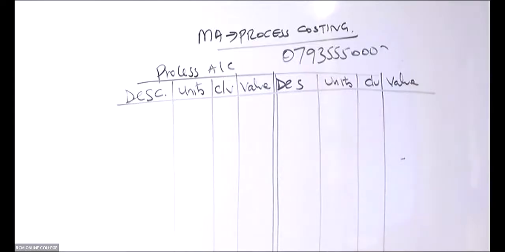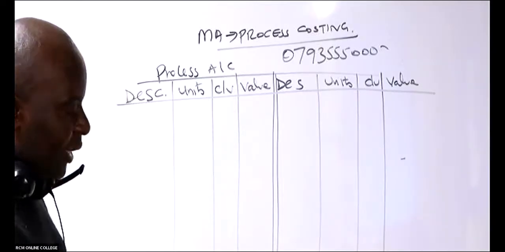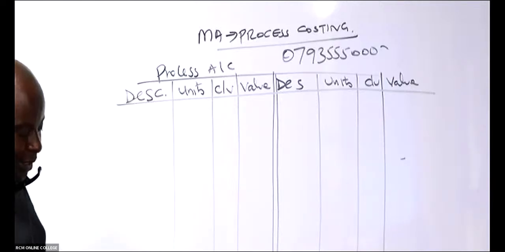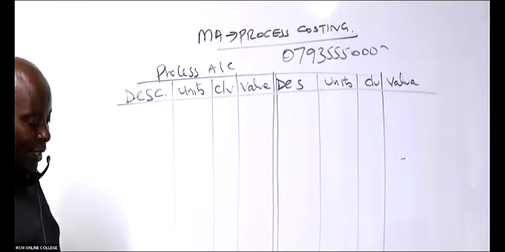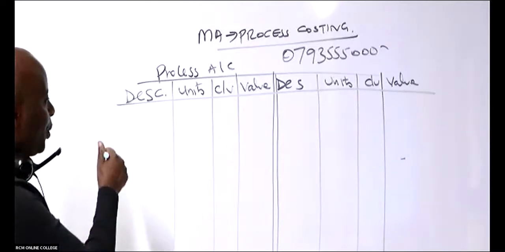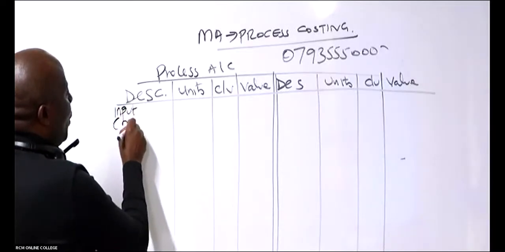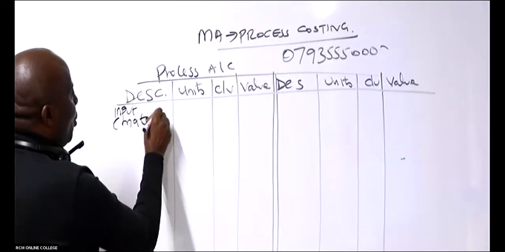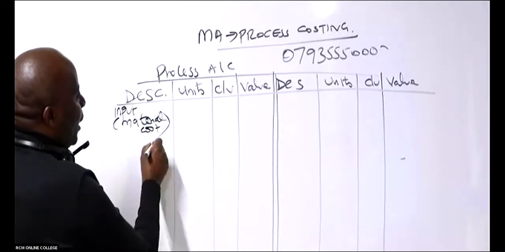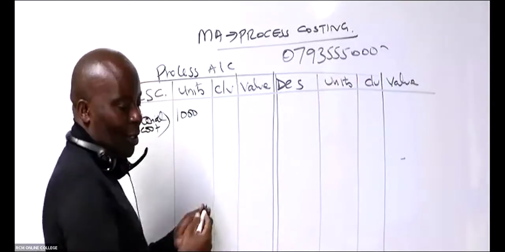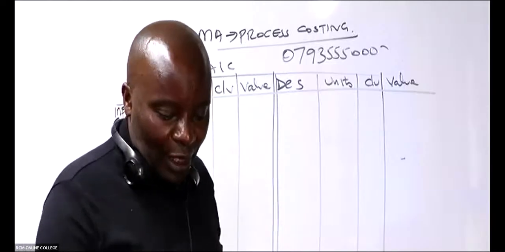So now what you're going to do, ladies and gentlemen, first of all, is to map out our throughput. Let's bring our throughput account right away here. I hope you remember the throughput. So we have here the input, which basically will lead to what we call material cost. So 1,000 units. And what is the total value of these 1,000 units?